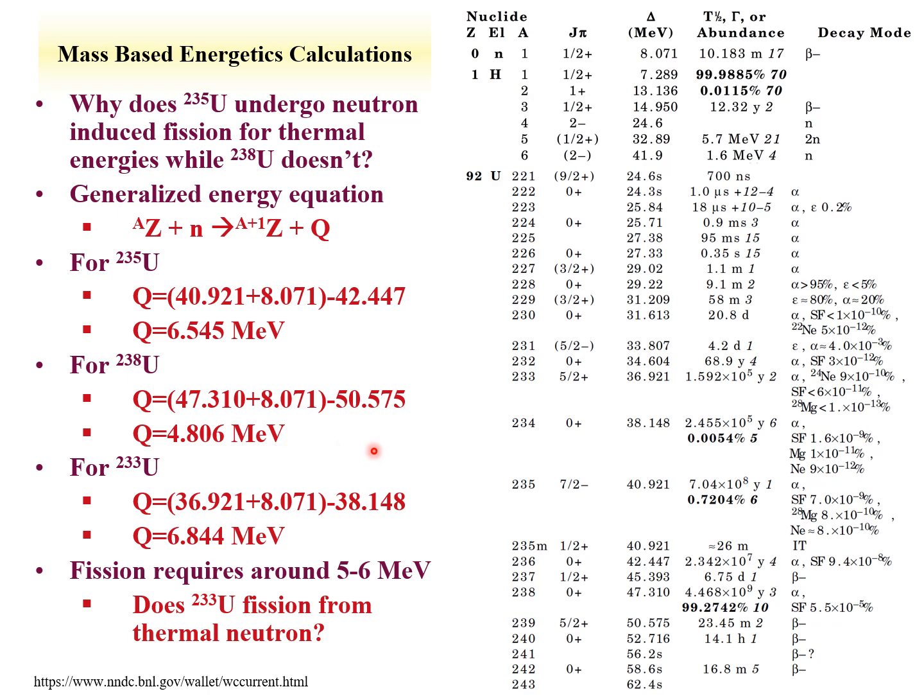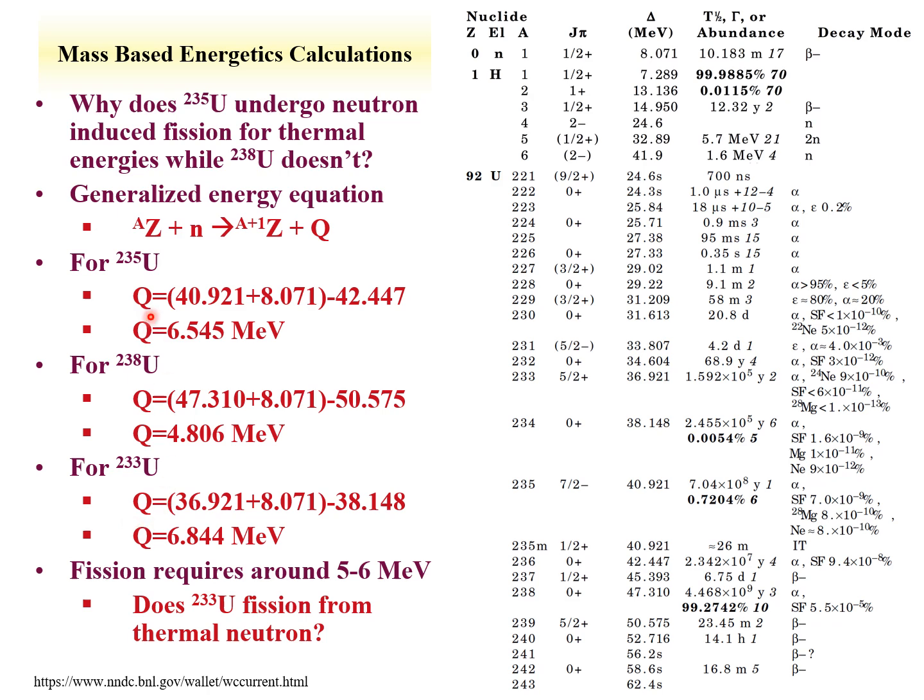We can determine the mass excess values here. Here's the neutron. Here's uranium-235, uranium-236, uranium-238, and uranium-239. We get that the Q value for the uranium-238 reaction is about 4.8 MeV, and the Q value for uranium-235 is about 6.5 MeV. It turns out that fission requires somewhere between 5 and 6 MeV to overcome this fission barrier.